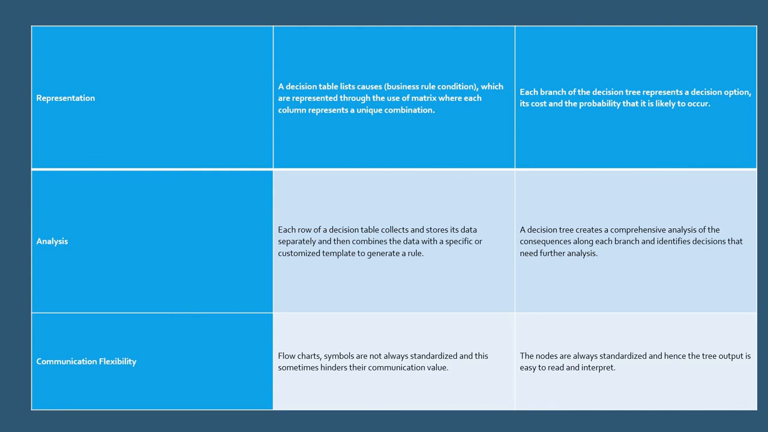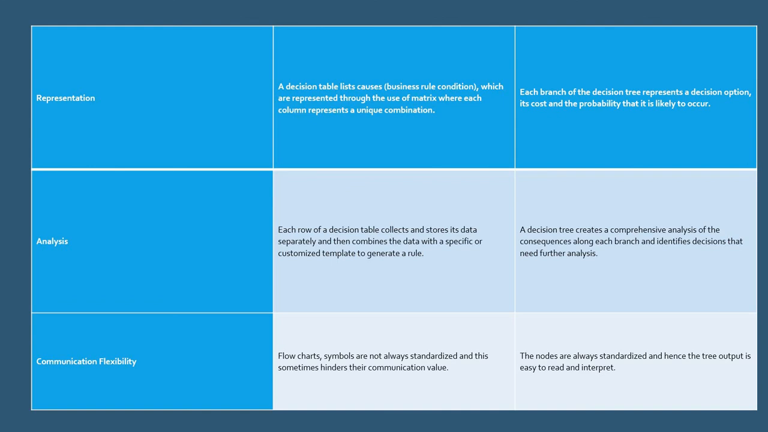Representation. A decision table lists causes, business rule conditions, which are represented through the use of a matrix where each column represents a unique combination. Please remember, decision tables are always represented in the form of rows and columns. Each branch of a decision tree represents a decision option, its cause and the probability that it is likely to occur.